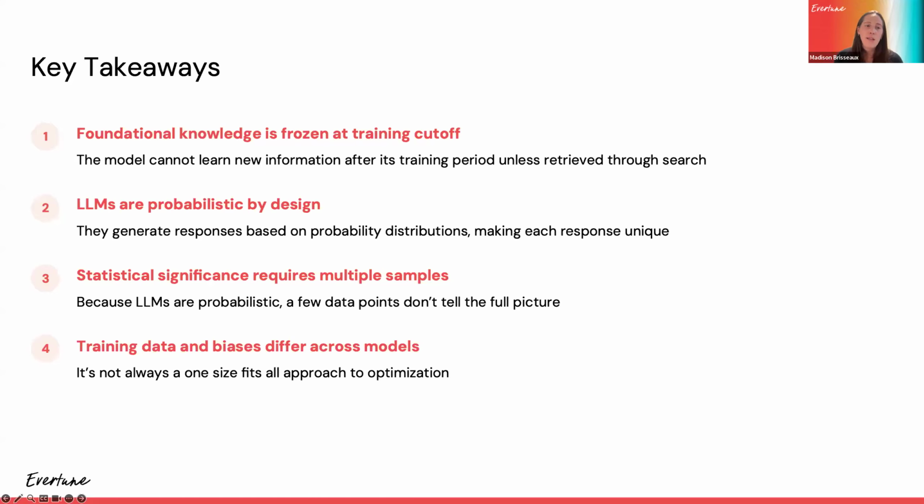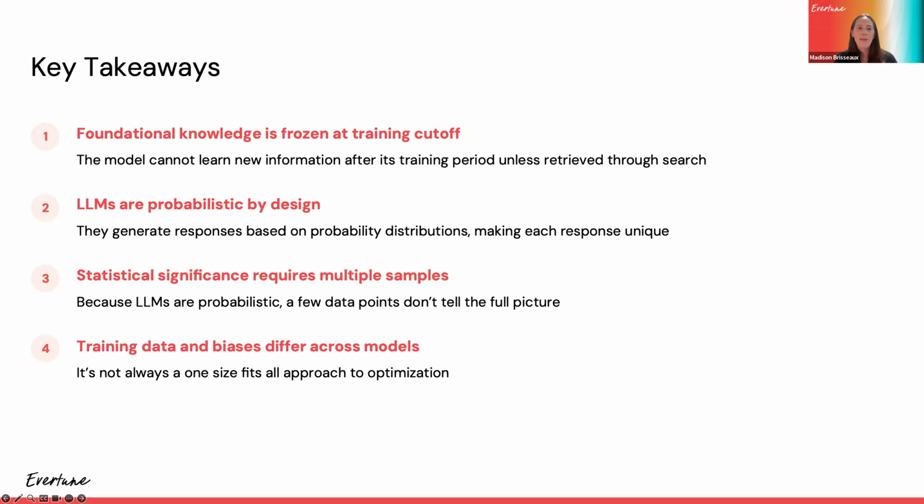Secondly, LLMs are probabilistic by design. It's not a bug, it is a feature. This is how they operate. They generate responses based on probability distributions, which makes each response unique by model and even within the model. Next, it's really important to understand that statistical significance requires multiple samples. Because LLMs are probabilistic, a few data points won't really tell the full picture. In the same way that a great doctor isn't making decisions based off of one single data point, they factor in test results, colleague input, patient history, and their own training and understanding.